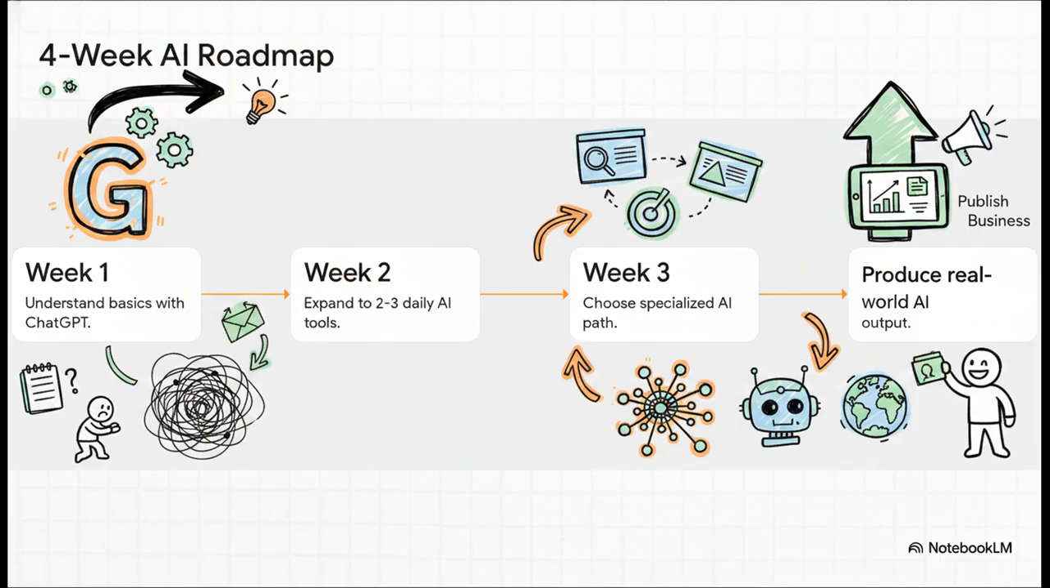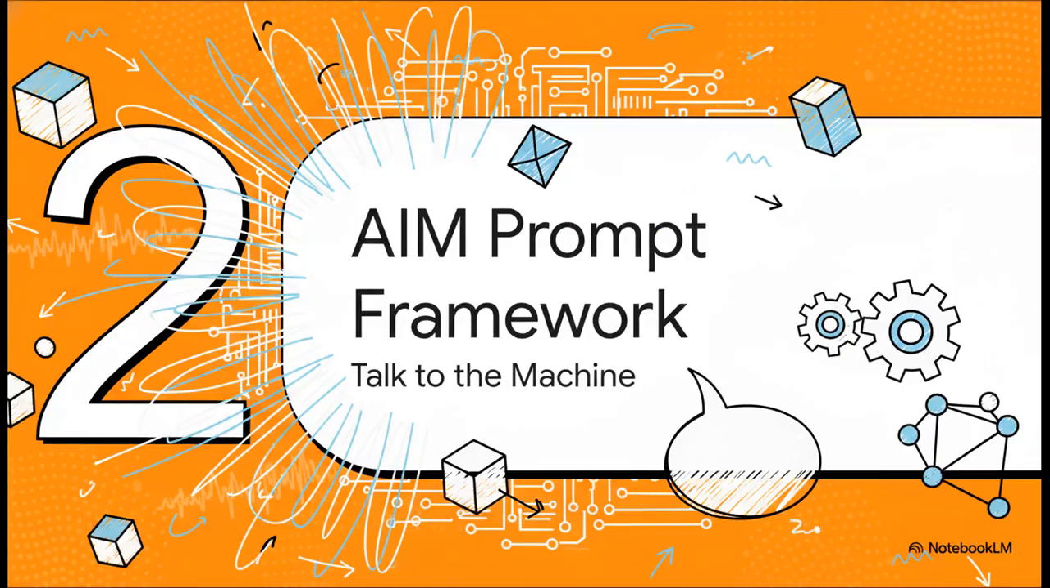In week 3, you'll choose a specialized AI path. And finally, week 4 is all about forcing yourself to produce a real-world output, something you can actually publish or use in your business today. Moving on to Section 2, the AIM Prompt Framework, Learning to Talk to the Machine.